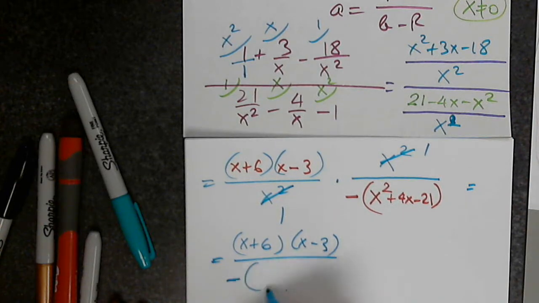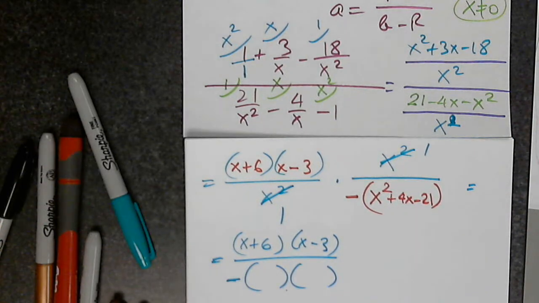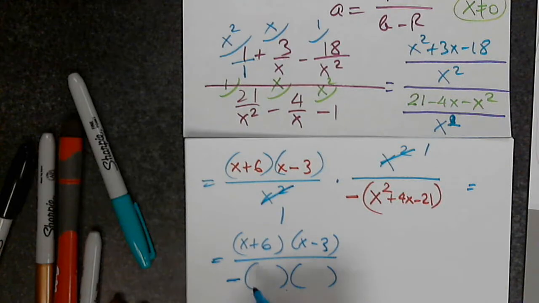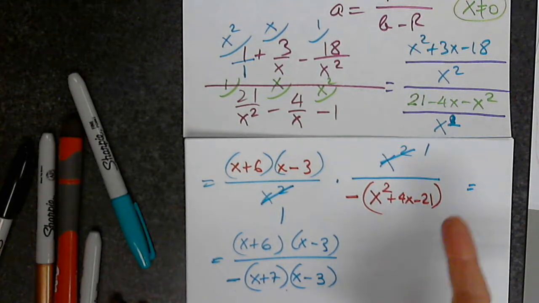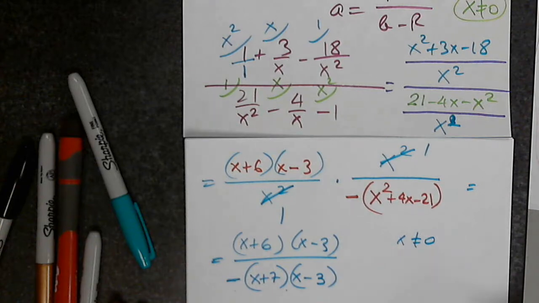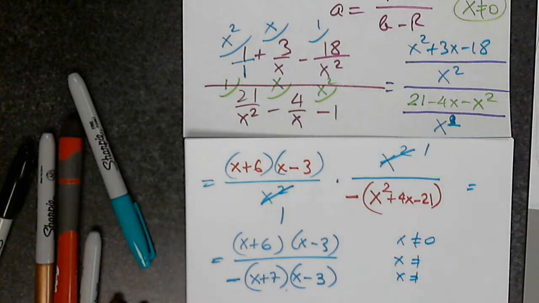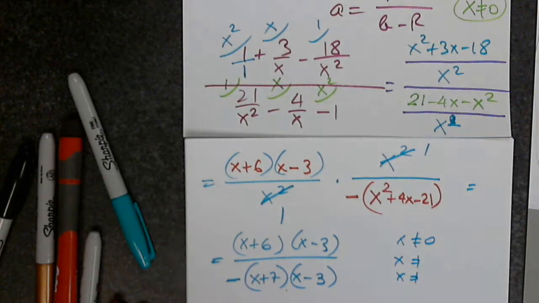There is a minus in the denominator, but I can also factor. How will I factor x squared plus 4x minus 21? Now I have to add 2 more restrictions. I did not have these as a denominator. I only had x not equal 0, because I am getting ready to simplify. And I have to state the restrictions before I simplify.